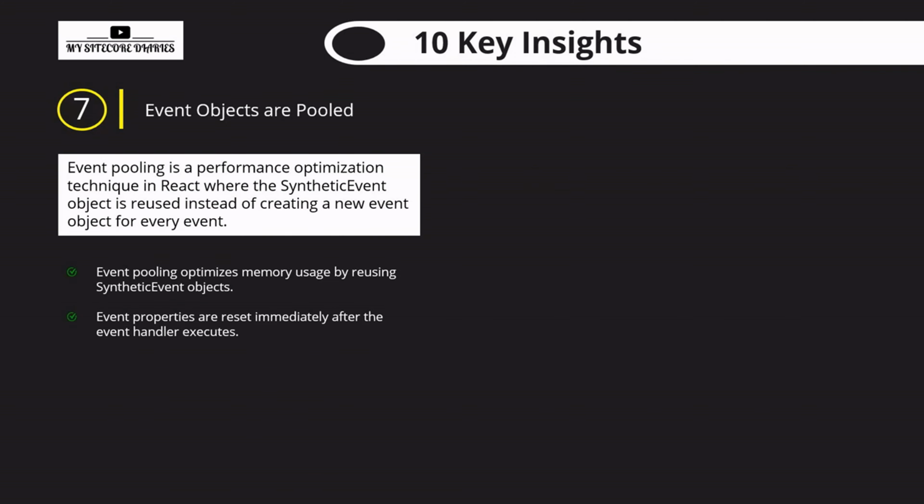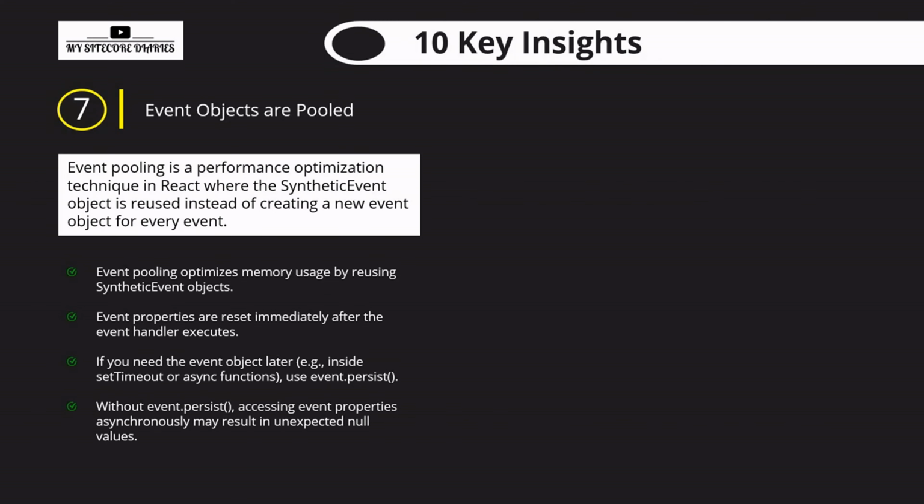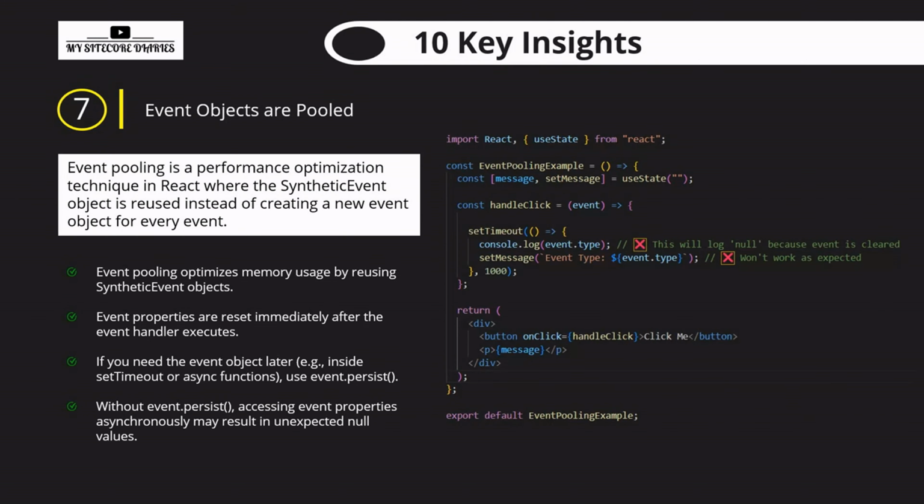Once the event handler executes, event properties reset immediately to prepare for the next event. But there is a catch. If you need to use the event object later, for example, inside a setTimeout or an asynchronous function, you must use event.persist. Otherwise, the event will be cleared by React's event pooling system, leading to unexpected null values. So let's take an example here.